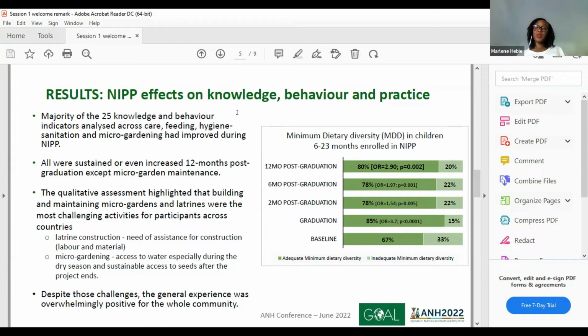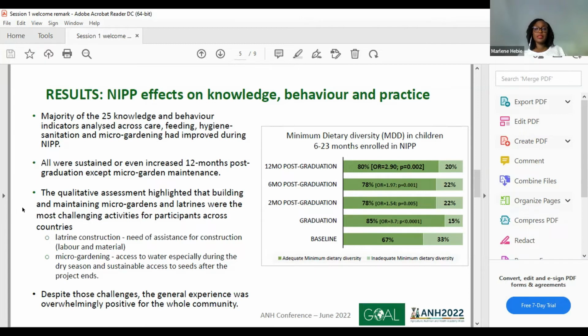And you can see from the aggregated data across those 5 countries that at baseline, only 67% of children under 2 were receiving the minimum dietary diversity. And that has increased to 85% when they were exiting from the program. And it was maintained among 80% of these children up to 12 months after they exited the NIP program. And from the qualitative assessment, we have found that building and maintaining microgardening and latrines were the most challenging activities for the participants across those 5 countries.